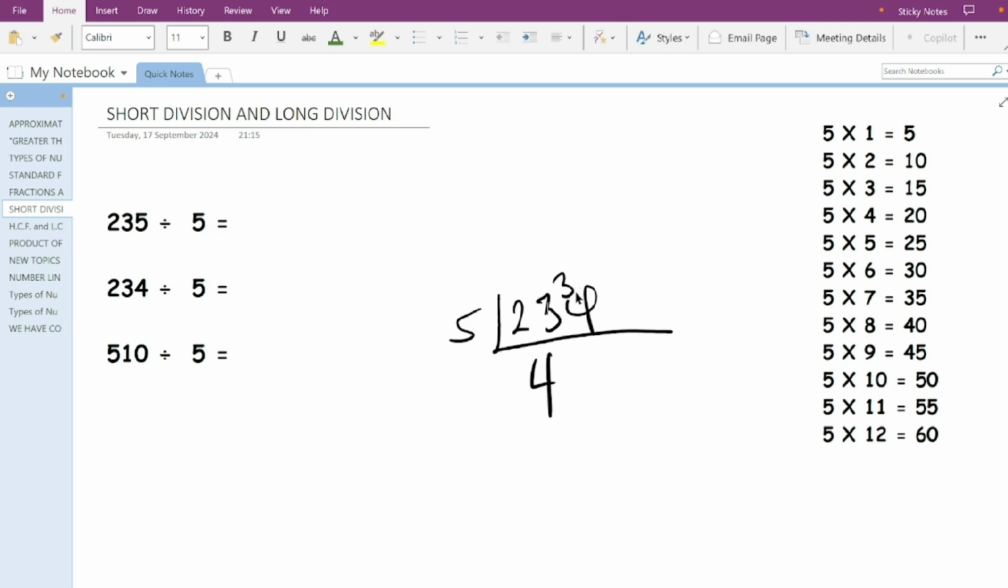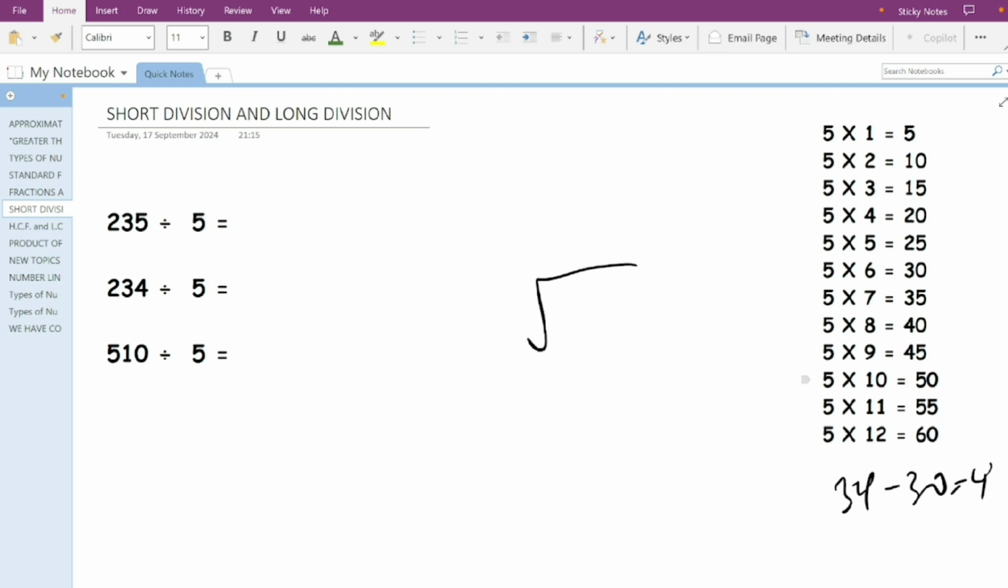Then 5 in 34, 5 can't go directly in 34. The closest is 30 because the next is 35, which is bigger than 34. So 5 in 34 is 30, that's 6. So you write your 6 here. Then you'll be left with 34 minus 30, that's 4. So we have 4 left. And since 4 is smaller than 5 and it can't be joined to any of the digits because this is the end of the digits, we have it as 46 remainder 4 as our final answer.